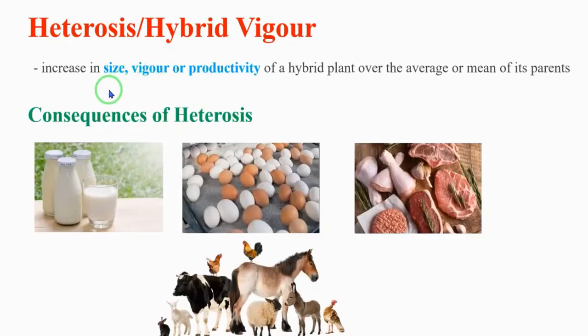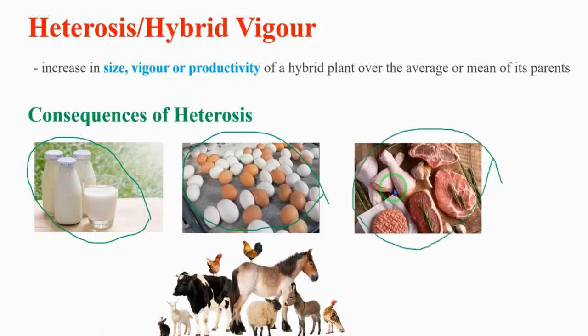Next, consequences of heterosis, or effects of hybrid vigor in animal breeding. First one, increased production of milk by cattle. Second point, increased production of egg by poultry. Then third one, high quality of meat is produced. Then fourth one, increased growth rate in domesticated animals.